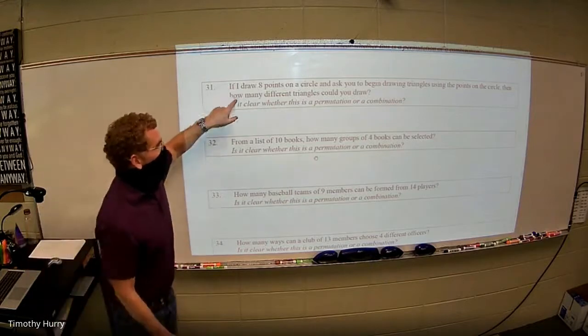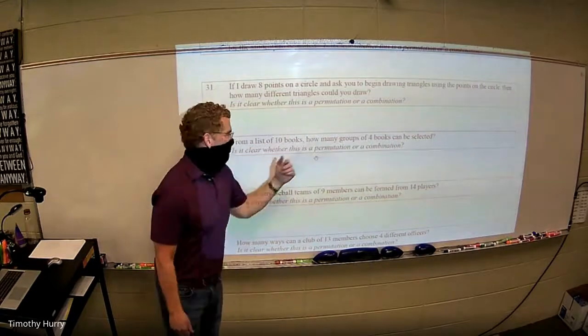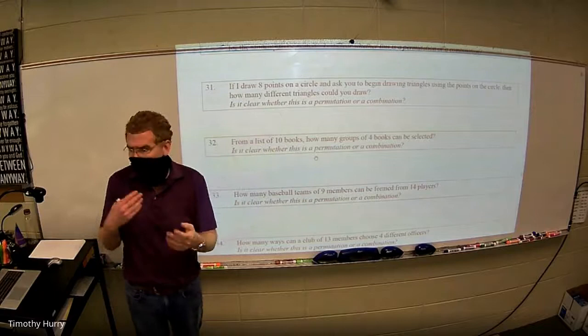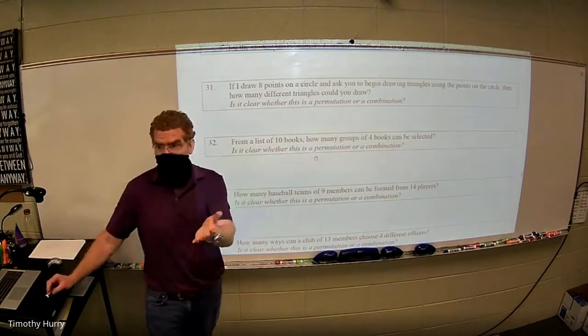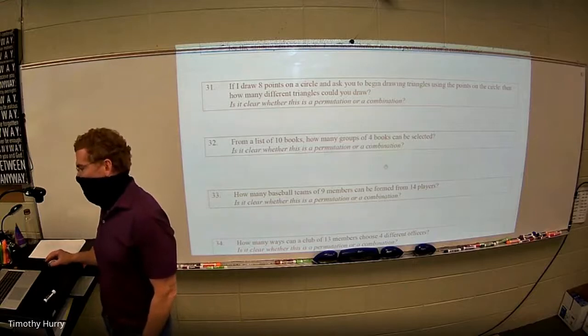So the way it talks about selected. Now, if I said how many ways can 4 books be arranged, or if there was some other wording in there that suggested order might make a difference, then use a P. But in this case, I don't need to do that. So to me, it's pretty clear that it would be a combination.